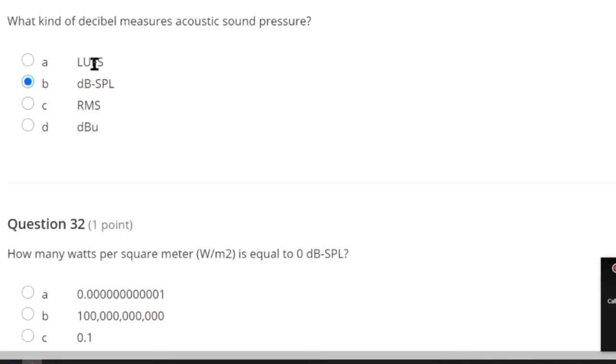LUFS is loudness unit full scale. That's the newest kind of decibel. RMS is root mean square, or the average output, and dBU is decibel volts. This would be like analog gear. In music technology, it's these two that are very important, LUFS and RMS. RMS is part of the peak RMS meter, or decibels relative to full scale. But the answer here is dBSPL.